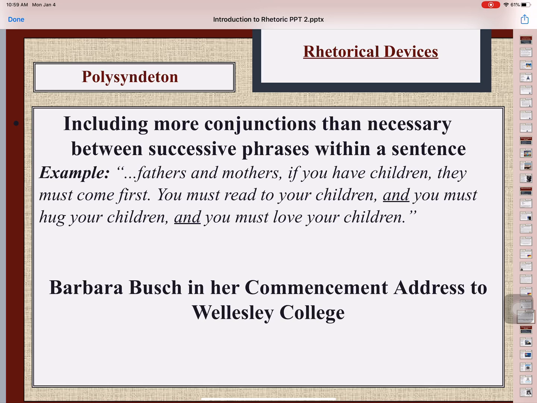Fathers and mothers, if you have children, they must come first. You must read to your children, and you must hug your children, and you must love your children, but they must not. Yet they must, for, got it? Barbara Bush in her commencement address to Wellesley College.